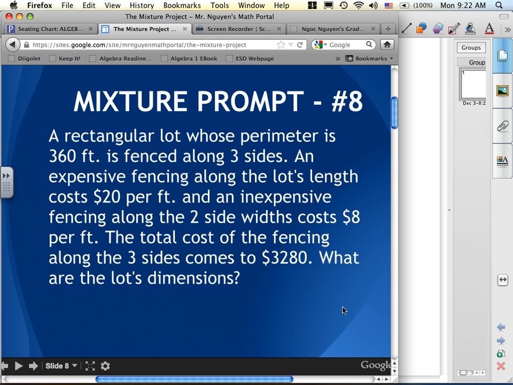And that, guys, will be our final question for the day. What are the lot's dimensions? And notice you are working towards that, and we'll see what the lot's dimensions are going to be. Let's take a look.